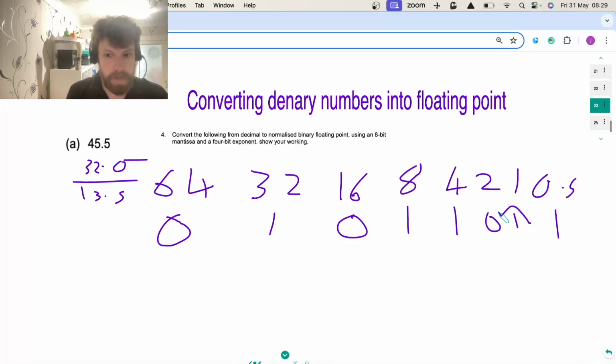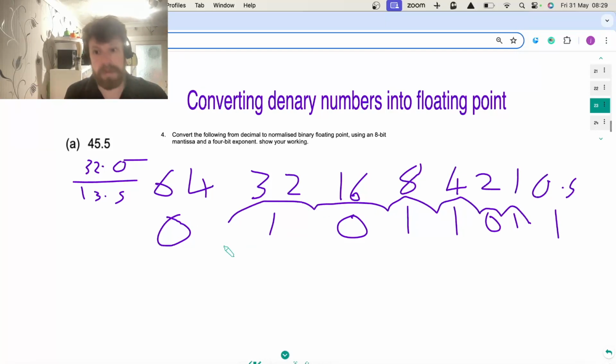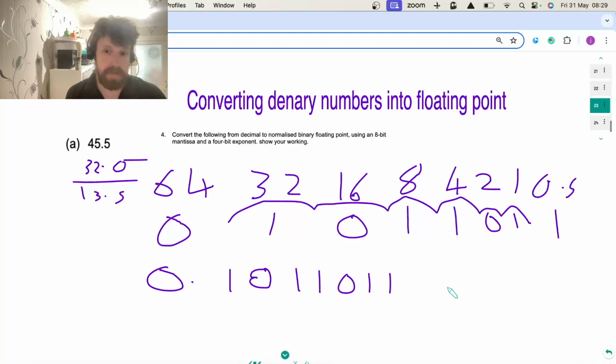So from there, we're just going to move the decimal point. We're going to go 1, 2, 3, 4, 5, 6, and we're moving it in between here because it's a positive number. So we move that 6 times. Redraw your number. So decimal point here, and then you're going to go 1, 0, 1, 1, 0, 1, 1. Now we moved it 6 times, so that tells us that our exponent is going to be 6, and it needs to be 4 bits, so 0, 1, 1, 0.